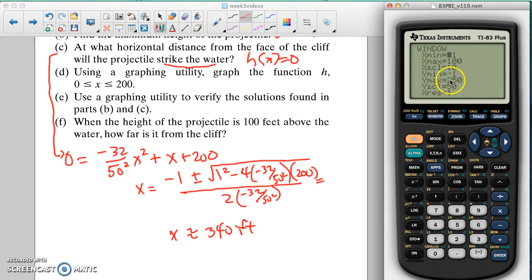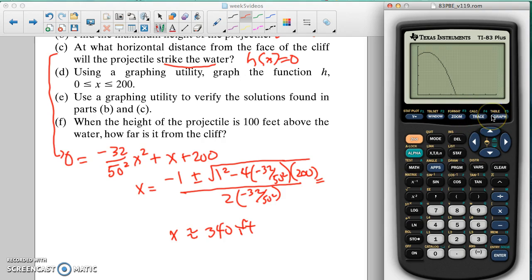Right now I'm going out to 100, so I need to go out to 340. I'm going to try just a little bit bigger, 350. We'll not go by tens, we'll go by 50 here, and we'll push graph. So here's our graph. It's going to drop down. It looks like it crosses here.